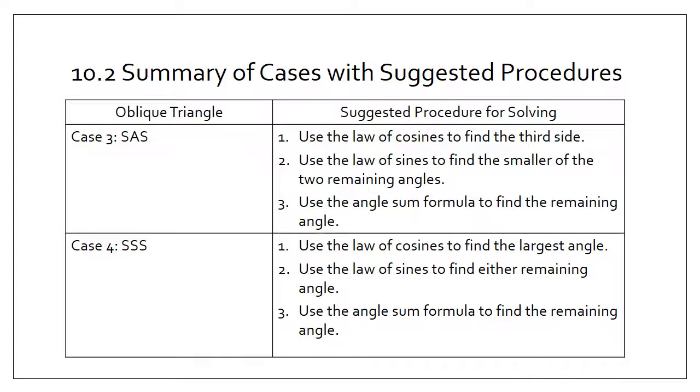If we have a case of two sides and the angle in between, then we use the law of cosines first to find the third side, use the law of sines to find the smaller of the two remaining angles, and then use the angle sum formula. If we have three sides, we're going to find the largest angle first, then we're going to use the law of sines to find either remaining angle, and then the angle sum formula.